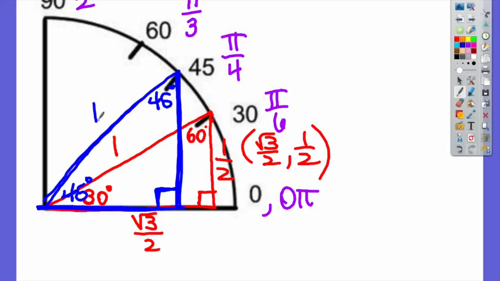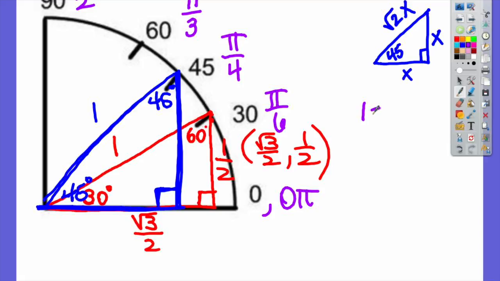Hypotenuse is still 1. What was the makeup of a 45-45-90 degree triangle? Same on the sides. The hypotenuse of 2 is square root of 2. So using the same type of pattern that I used before, 1 equals what? Solve for x. Because if I can figure out what x is, those are going to be my 2 legs in my triangle.